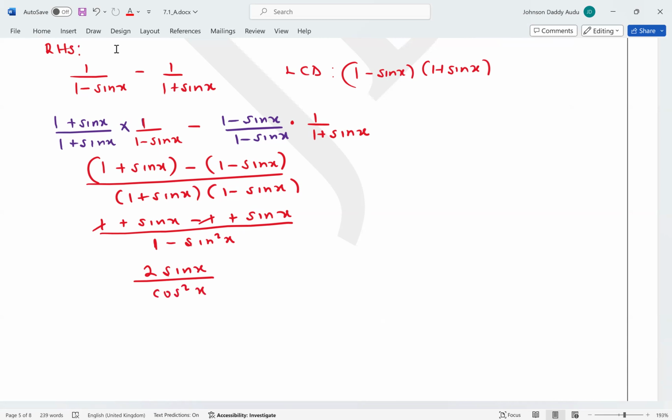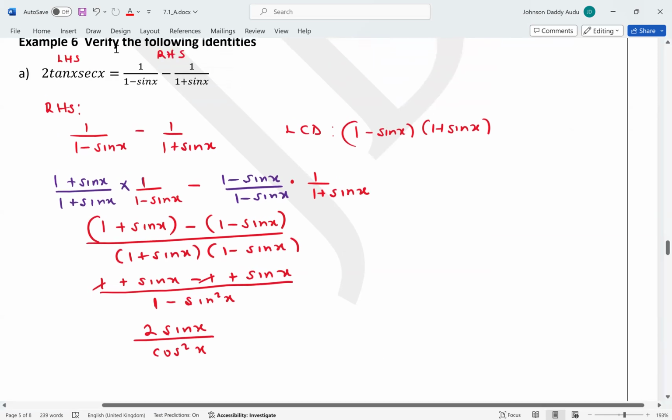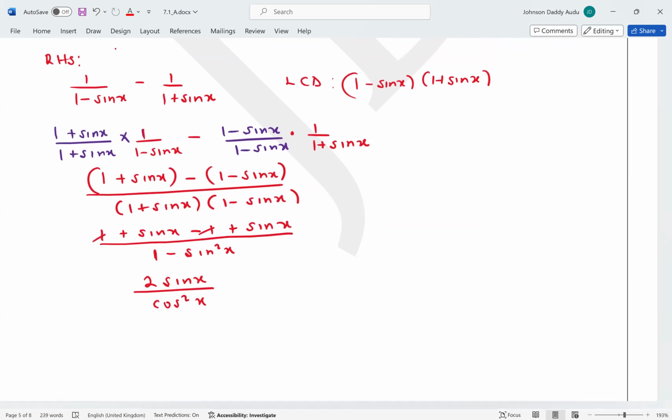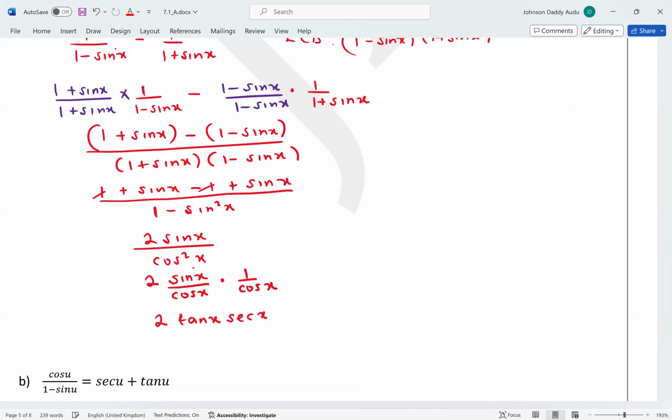We cannot stop here. We have to look at the left-hand side, since we took the right-hand side. The left-hand side is in terms of tan and sec, so we have to see how to convert this to tan and sec. If you look carefully, we can write this as 2 sine x over cosine x multiplied by 1 over cosine x. 2 sine x over cosine x gives us 2 tan x, and 1 over cosine x gives us sec x. So we're done, and you can see that this is exactly the same as the left-hand side.